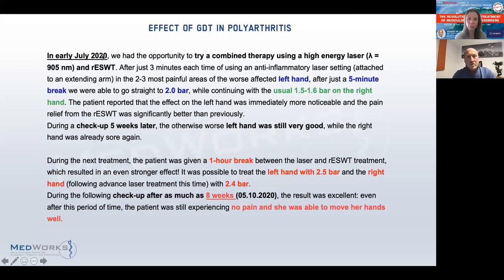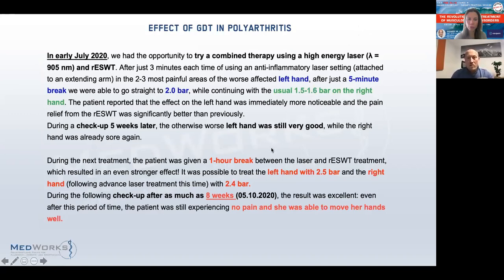Then in July 2020, when I first had the possibility to use the high power laser, we did the same again. And after a 5-minute break, it was possible to use it with 1.5 to 1.6 bar on the hand. We had 1.2 bar before, and 2.0 bar on the hand. We had 1.6 bar before, after 5 minutes.